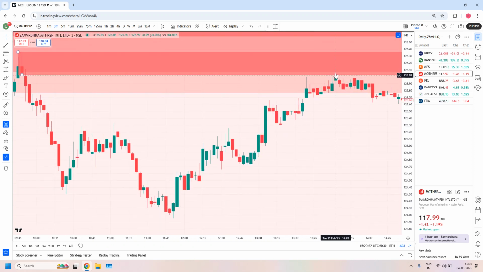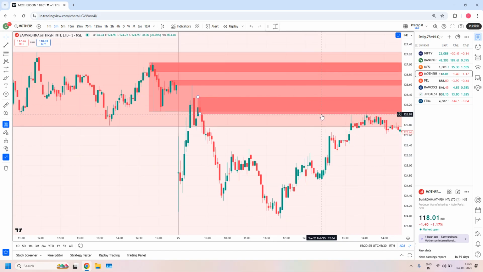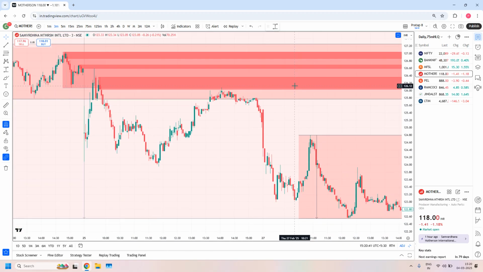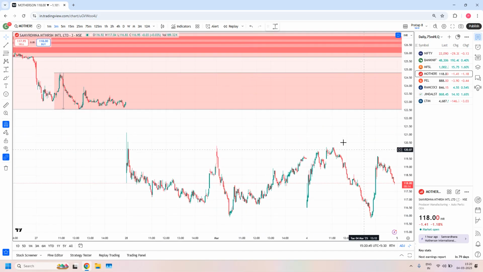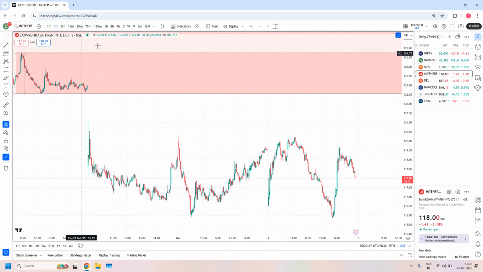See here, this is also tested. So that's why our focus should be on this particular zone. But anyway, today prices did not enter into the zone. We didn't get any trade opportunity today.